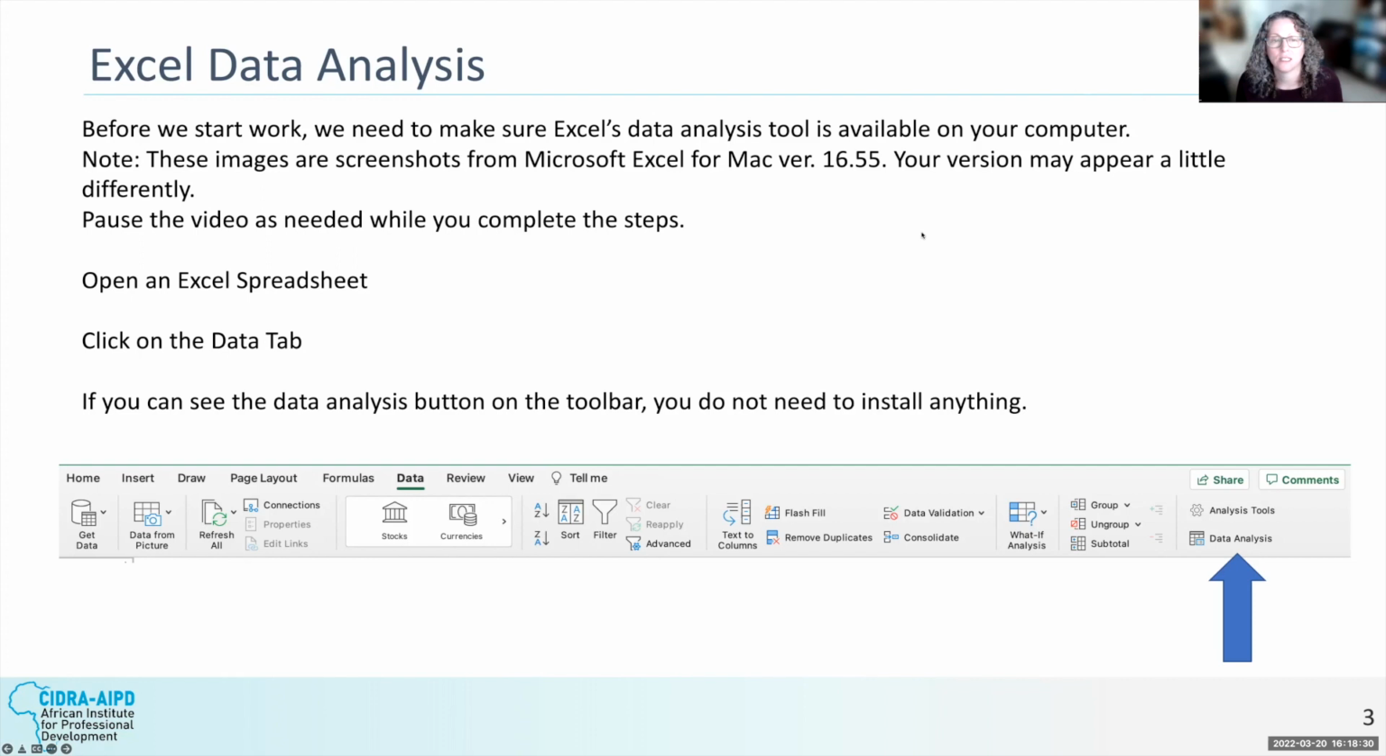Before we get started on our work, we want to make sure that everybody has this data analysis button installed on their computer. I'm going to show you how to get that if you don't have it right now. So first of all, let's check whether you have it already installed. I'm going to take you to look at my Excel. I have a blank worksheet available here.